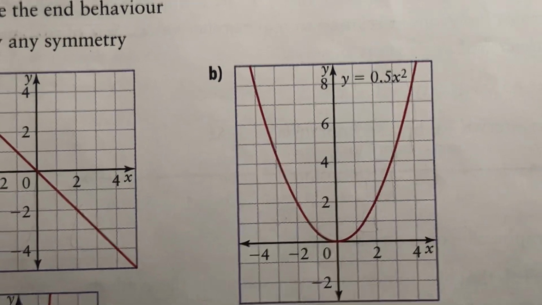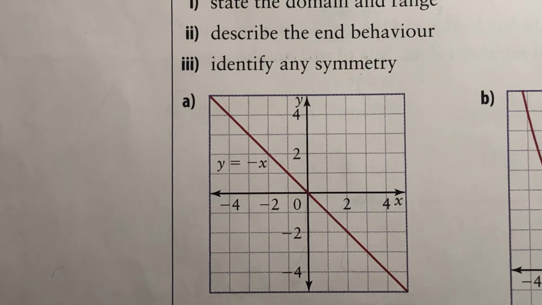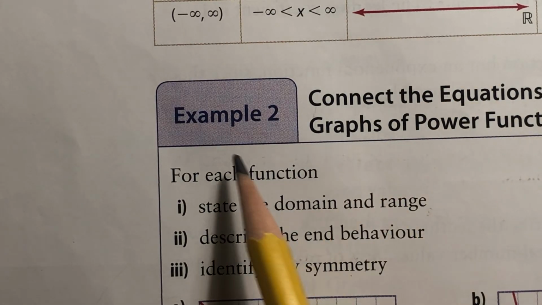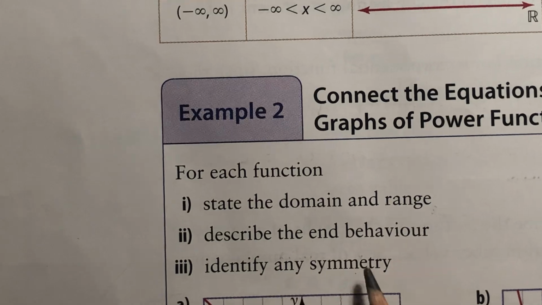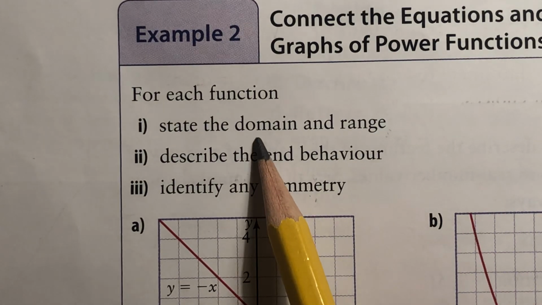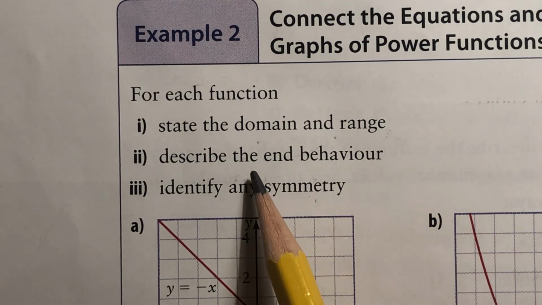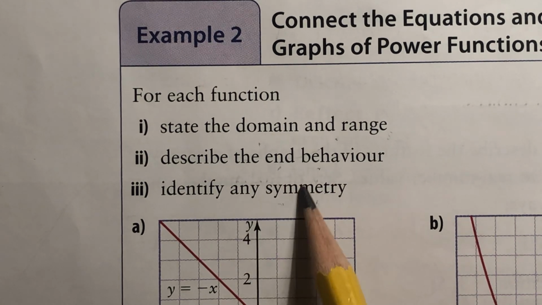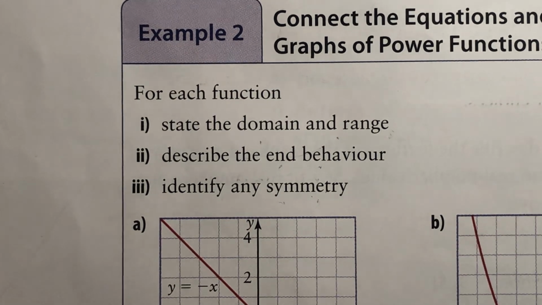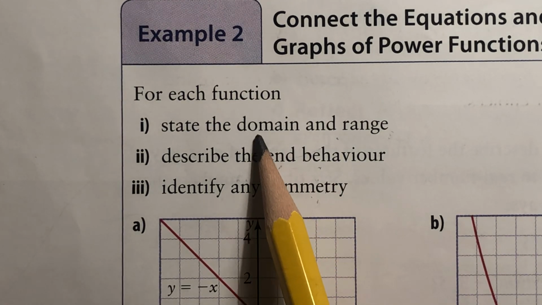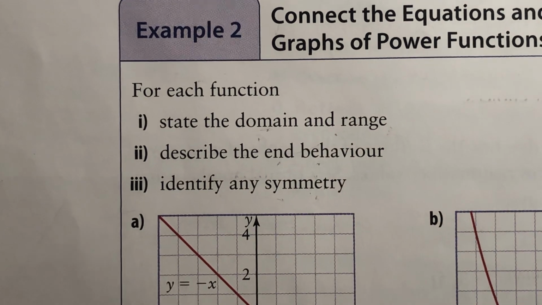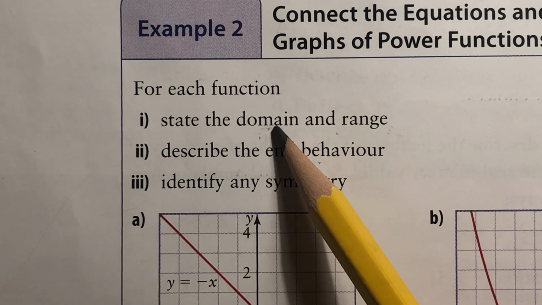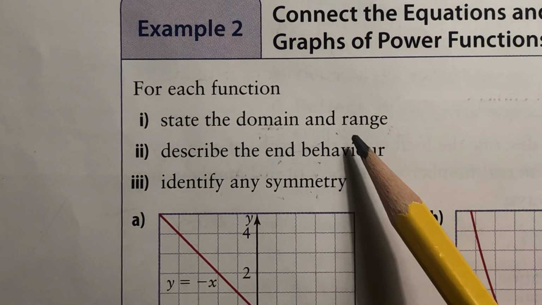So next we have Example 2. In Example 2, you want to answer what is the domain, what is the range, the end behavior, and symmetry. All right. First, let's answer domain and range. Domain refers to x values. Range refers to y values.